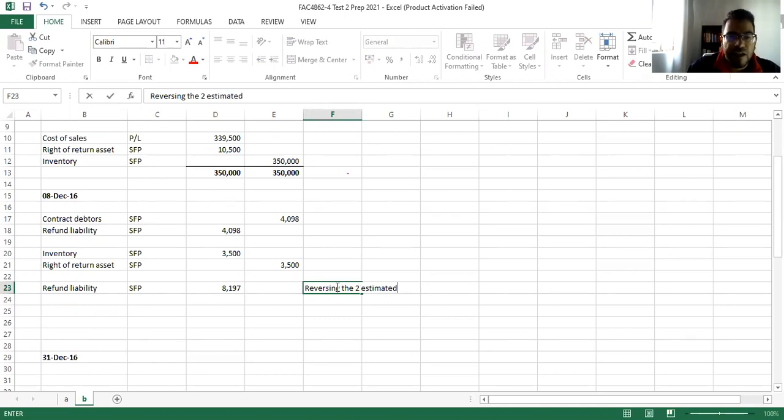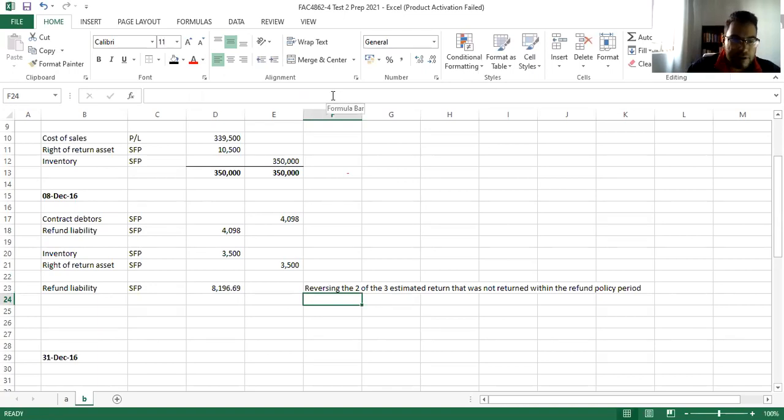So we're reversing 2 of the 3 estimated returns that were not returned within the refund policy period. Okay, so just take note of that.